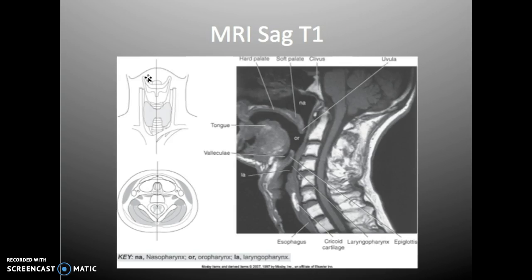This is an MRI Sag T1. So if we start at the top, we have your hard palate coming across with your soft palate. Your clivus, you have your nasal pharynx, oral pharynx there. We've got your uvula hanging on the end. Coming down, we have your epiglottis is there. This is your laryngeal pharynx. And you have your laryngeal pharynx coming through here. This is your vallecula. It's a little pocket there, and your tongue.